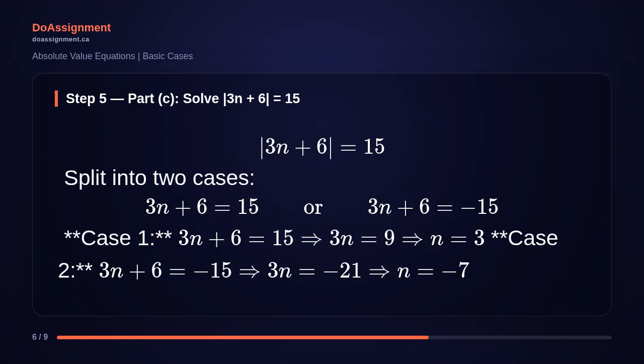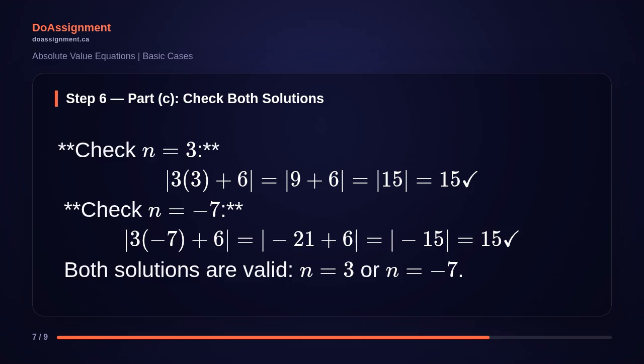For part C, the expression 3n plus 6 is inside the absolute value, and it equals 15. Splitting gives two equations. In case 1, 3n plus 6 equals 15, so 3n equals 9, giving n equals 3. In case 2, 3n plus 6 equals negative 15, so 3n equals negative 21, giving n equals negative 7.